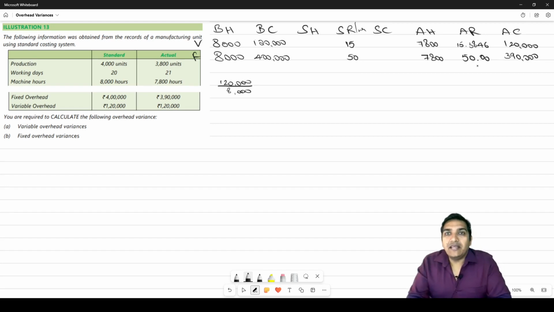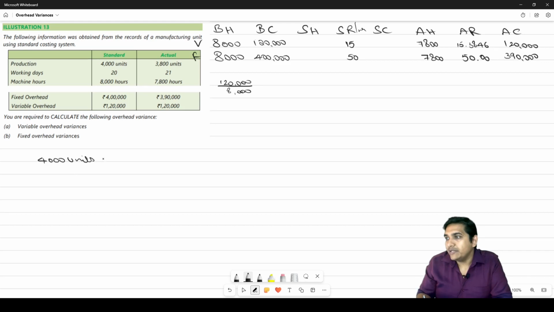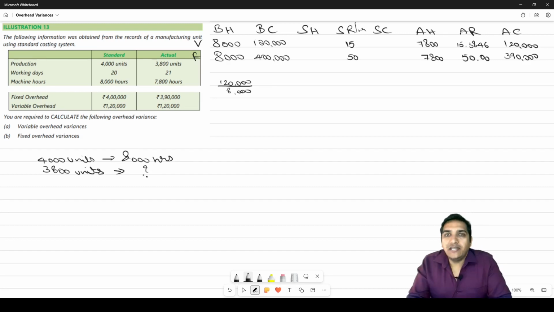Now, coming to our standard hours. How will we calculate standard hours? See, the question says to manufacture 4,000 units, I need 8,000 hours. So to manufacture 3,800 units, how many hours do I need? Don't say it is 7,800. 7,800 is the hours I have actually taken.